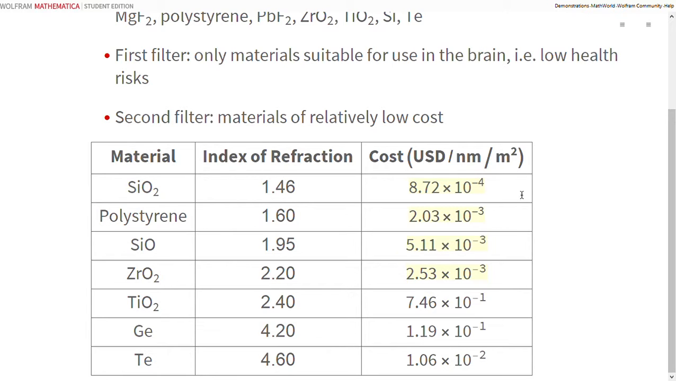And from this, it was found that silicon dioxide was the cheapest. Polystyrene, silicon monoxide, zirconium dioxide were all in the same order of magnitude. And then tellurium was a bit more expensive than that. And then, like I said, titanium dioxide and germanium were the most expensive materials. In addition to that, the index of refraction of each material becomes extremely important for this application. So all of those are listed here, and the materials are ordered from lowest to highest index of refraction.